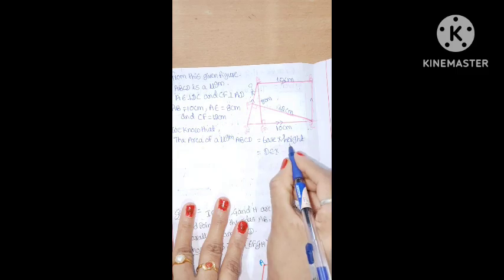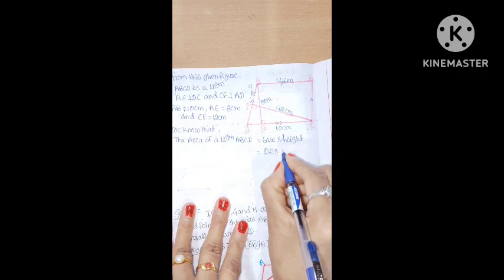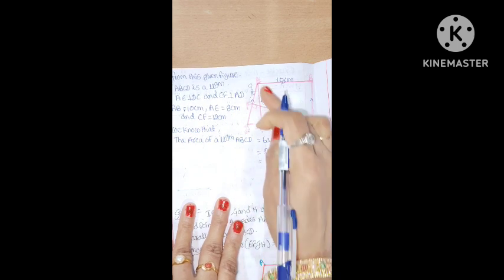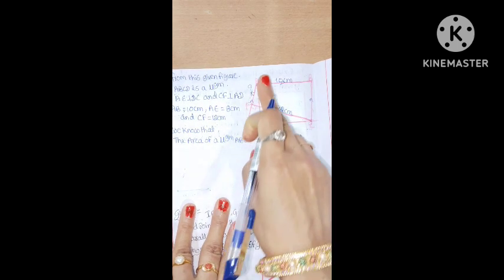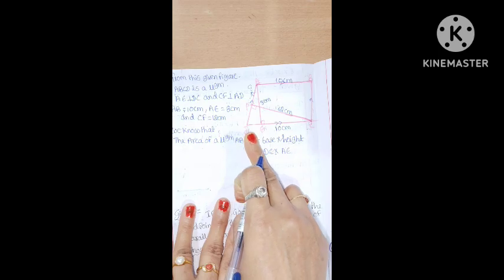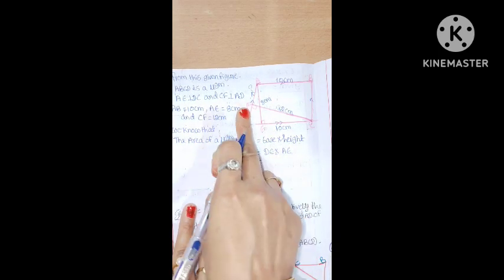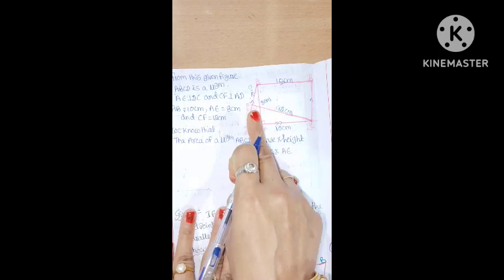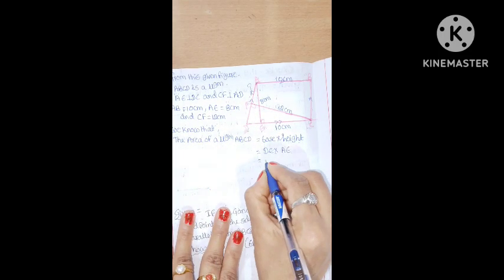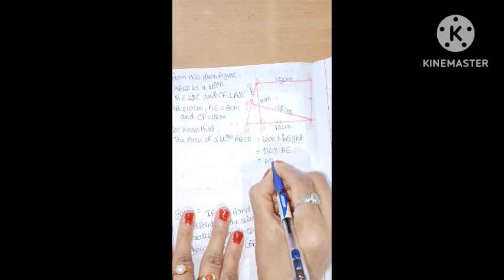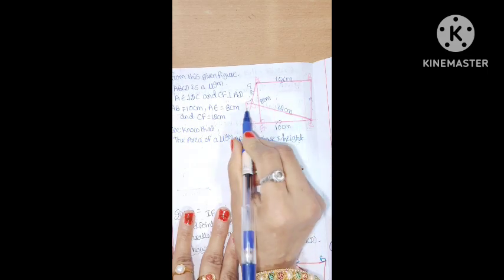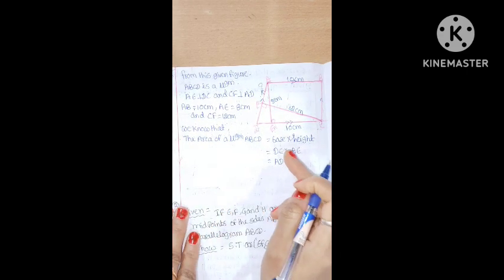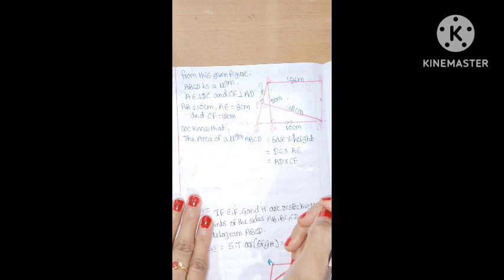Base is DC into height. Height in this place we write AE. And next, another base. Another base is AD. We should take this base. What about the height in this figure? CF is considered. So the other base is AD, and the height is CF. Okay. So these two areas are equal.